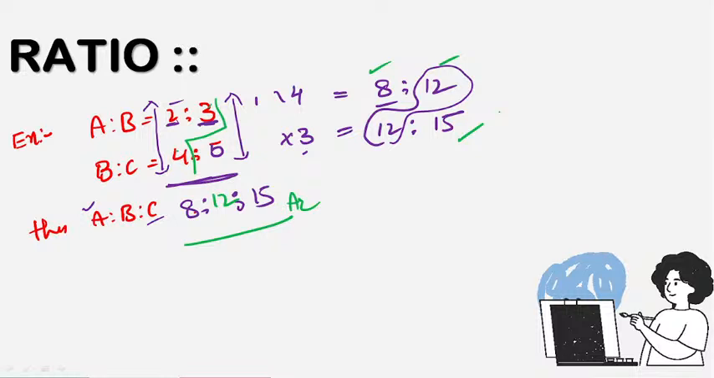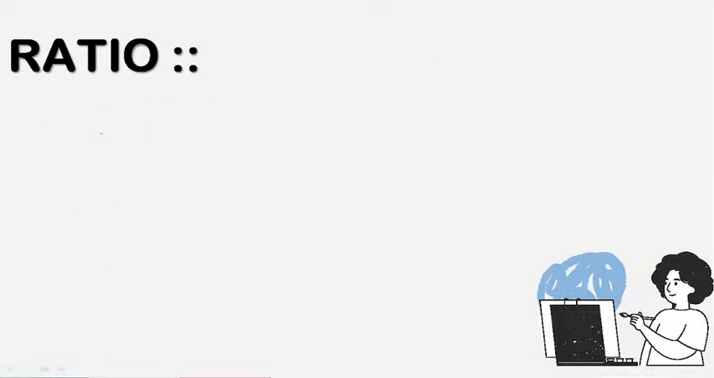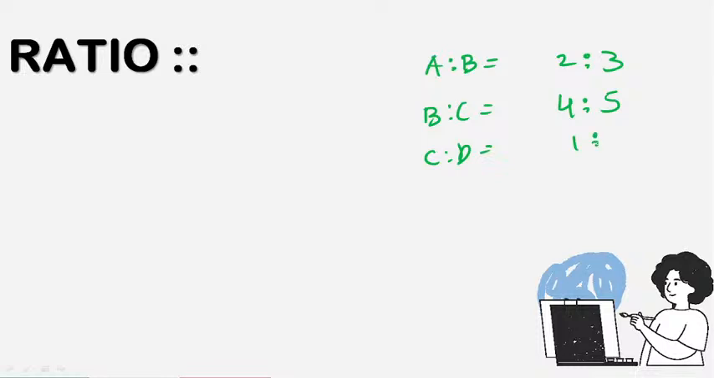Okay, just remember what the ratio is and how to find the ratios, guys. For example, three values are given. A is to B is 2 is to 3, and B is to C is 4 is to 5. And next, C is to D is 1 is to 3. Find out A is to B is to C is to D.